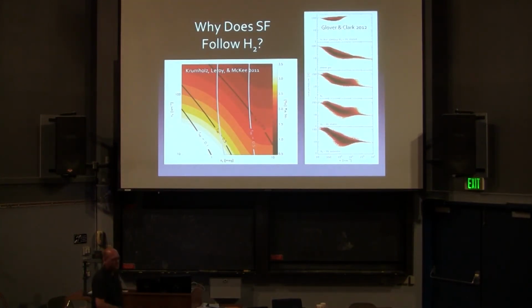So I will end on this slide since I'm out of time. Why does star formation only occur in the H2? Why is it correlated with the H2 and not the H1? Well, this is actually very subtle.